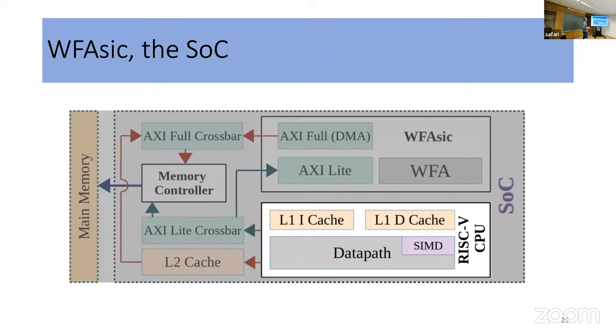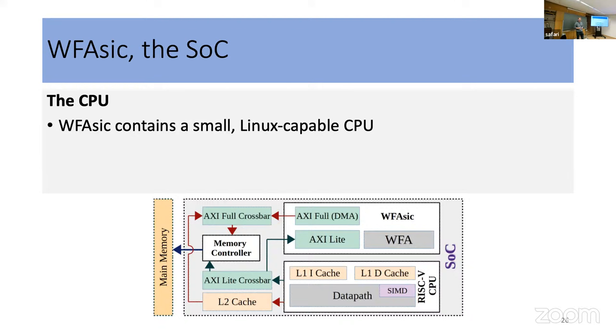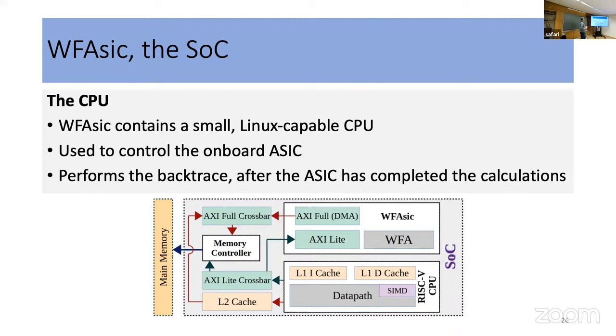So yeah, as I said, it contains a small Linux-capable CPU, and the CPU is what controls the ASIC by writing to start and stop registers, as well as reading from a success register, and then tells the ASIC to send the data back to memory or do something else with it. Yeah, and again, the CPU is the part that performs the backtrace, as they have not managed to implement it efficiently on the ASIC itself.